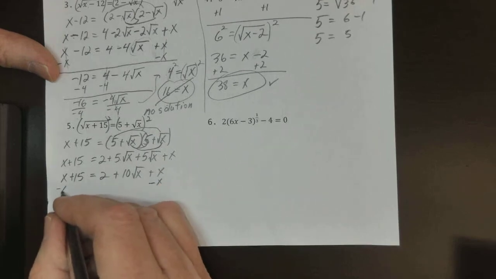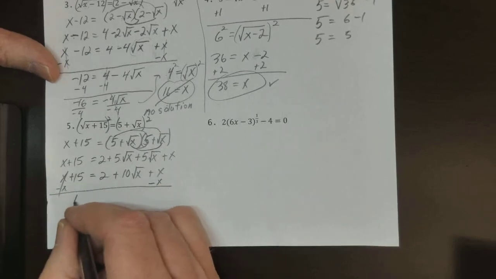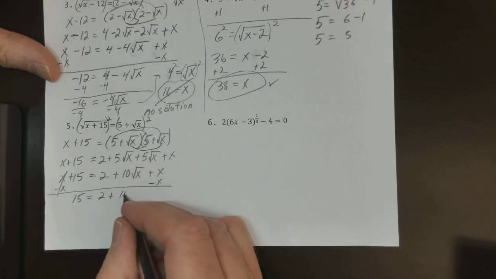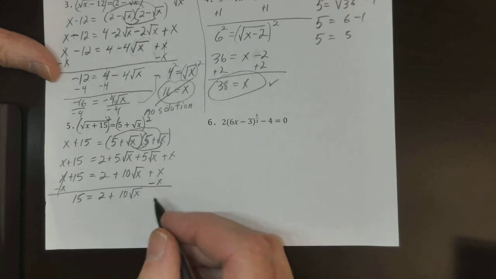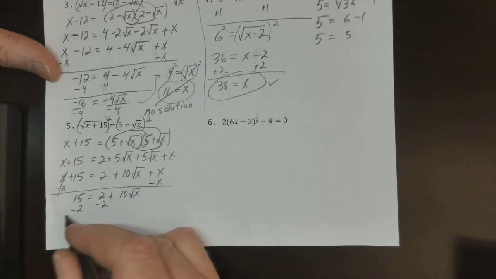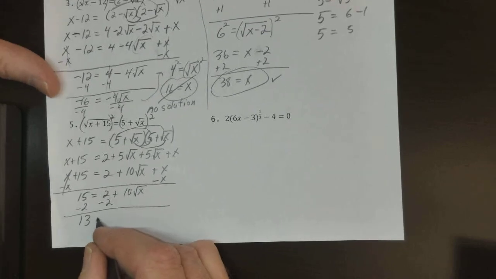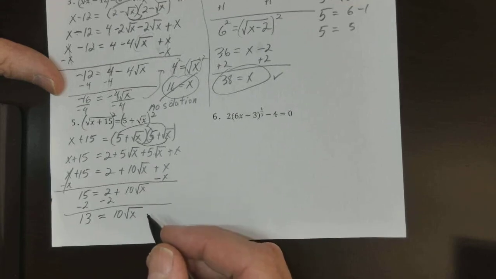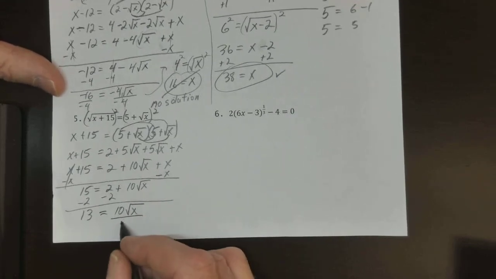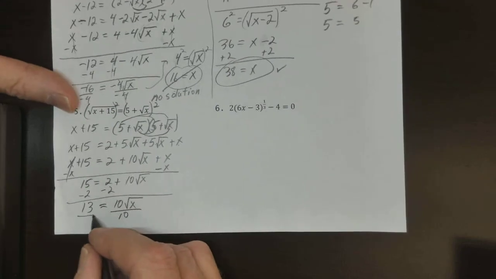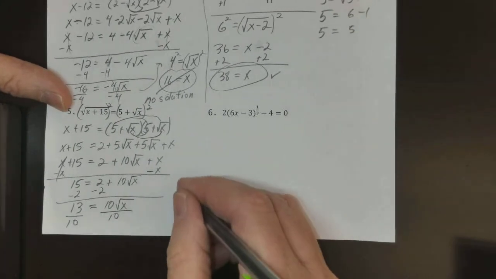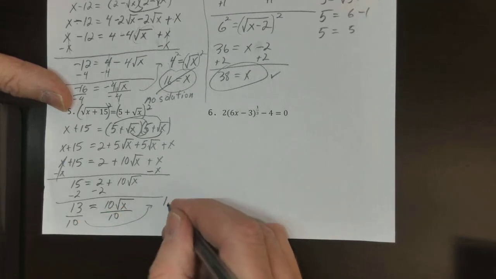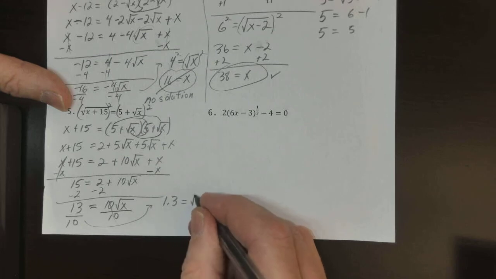I'm subtracting x from both sides. I got 15 equals 2 plus 10 radical x. I'm going to subtract 2 from both sides. I got 13 equals 10 radical x. And I'll divide both sides by 10 here. And 13 divided by 10 is 1.3. I'll come over here. That's 1.3 equals the square root of x.